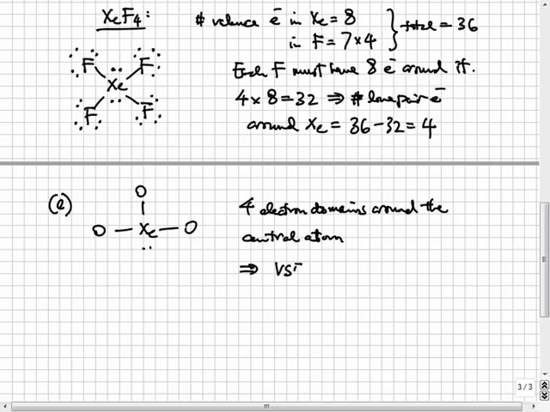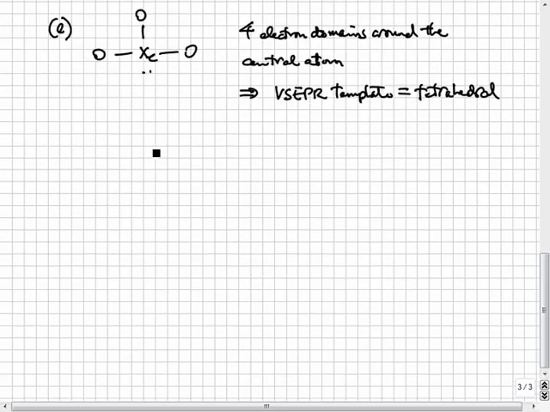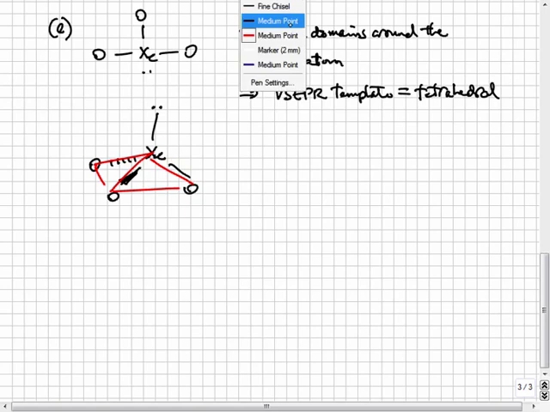When we put the 3 O atoms on this template, they occupy 3 of the 4 positions. The molecular geometry is given by the positions of the atoms because we don't see the lone pair. Therefore, the correct geometry is trigonal pyramidal.